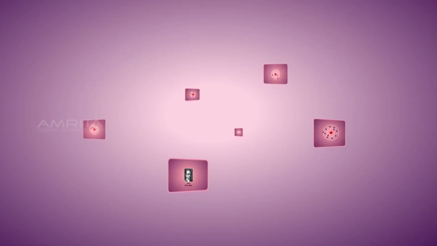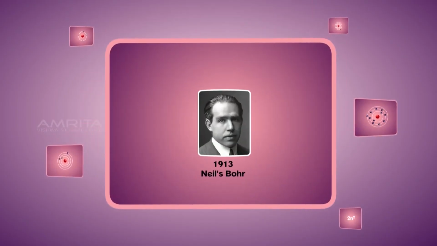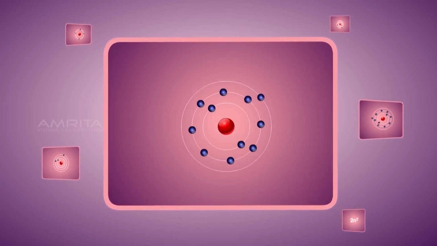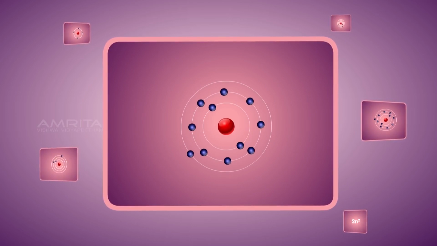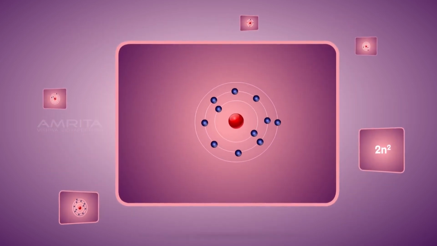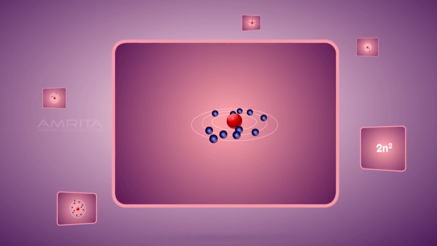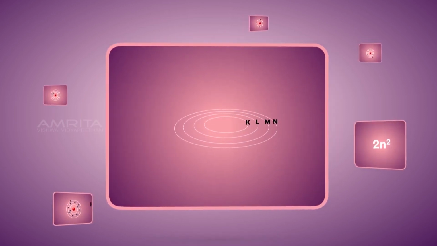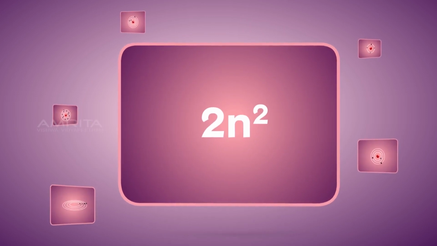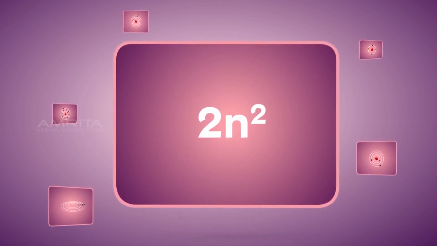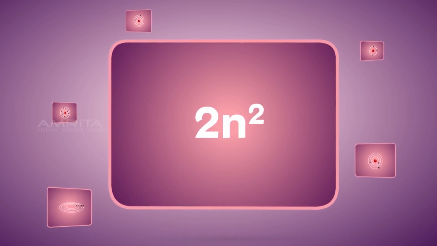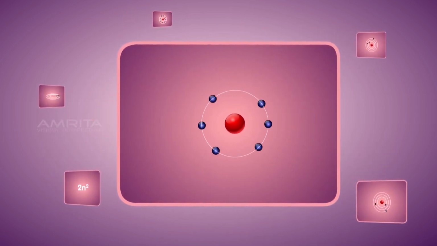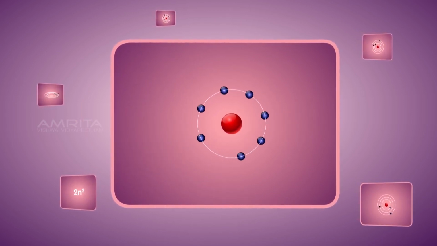Things to remember. In 1913, a Danish physicist, Niels Bohr, proposed an atomic model known as Bohr's atomic model. In an atom, the electrons revolve around the nucleus in definite energy levels called orbits or shells. The maximum number of electrons that can be accommodated in a particular orbit is 2n^2. The maximum number of electrons that can be accommodated in the outermost shell is 8.